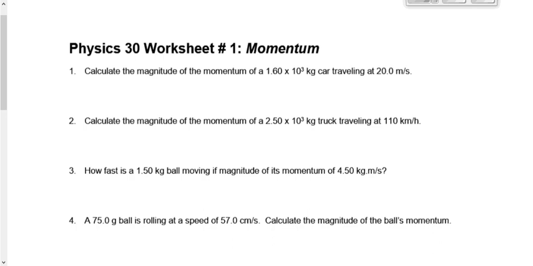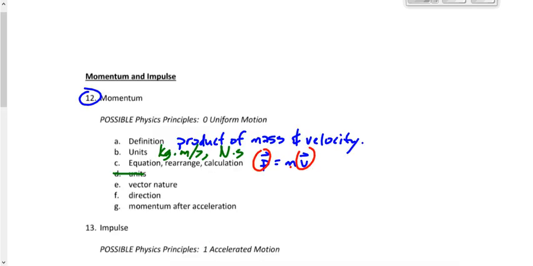If we go back to that Physics 30 13-page document for a second, oops, wrong one. I've got listed under topic 12 possible physics principles. Principle 0, uniform motion. I should have listed another one. What do we call that exactly? Accelerated motion. So if you're solving one of these p equals m times v problems, it could be principle 0 if it's a constant speed, or it could be principle 1 if it involves acceleration.